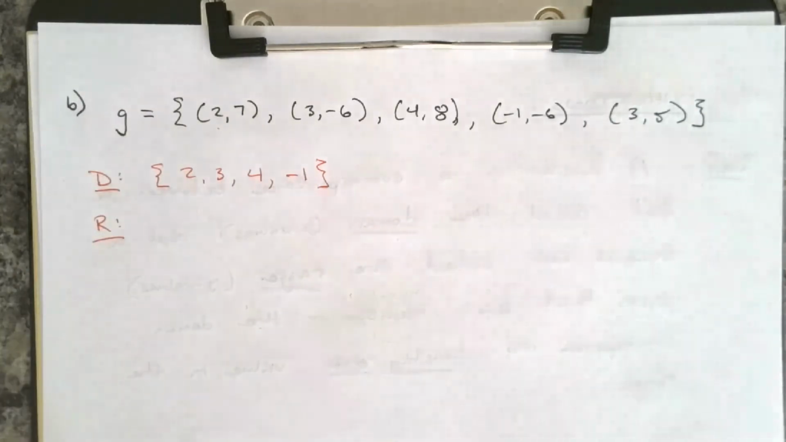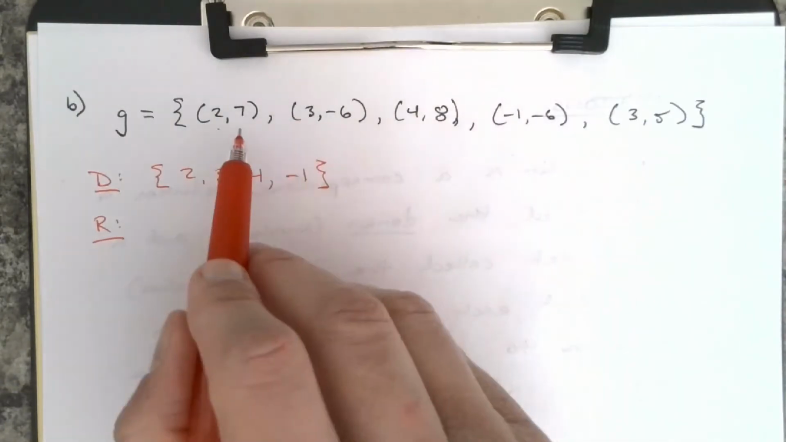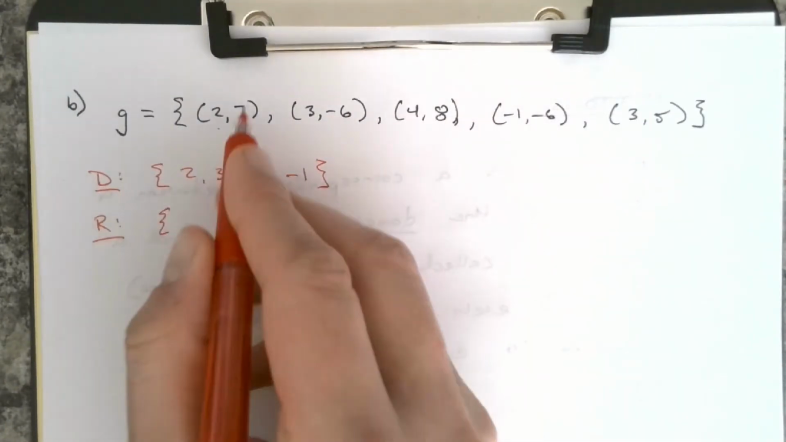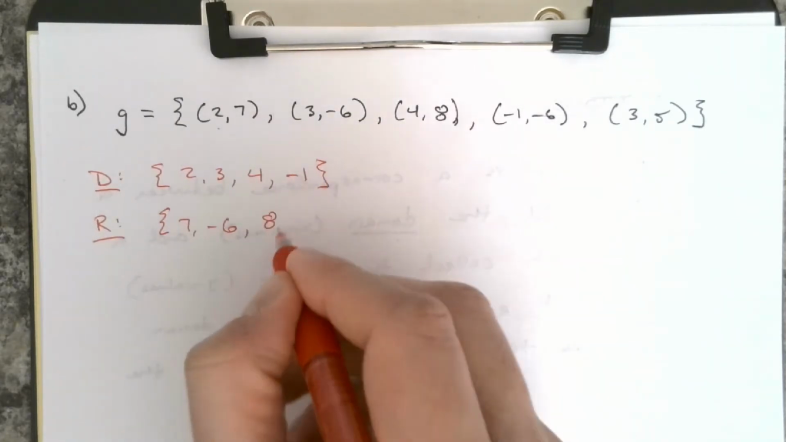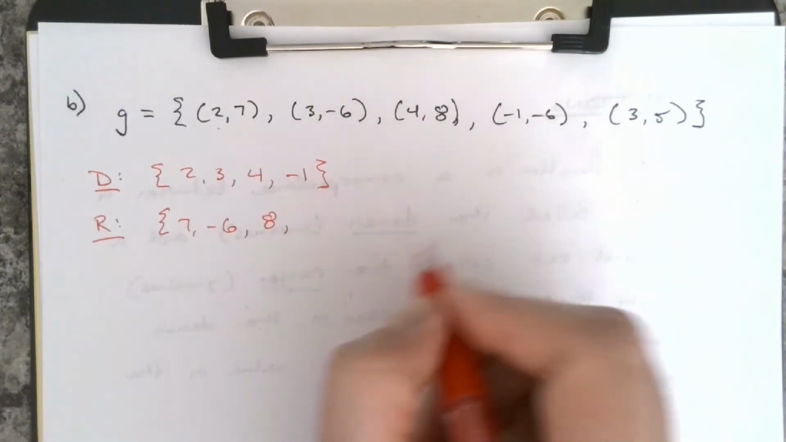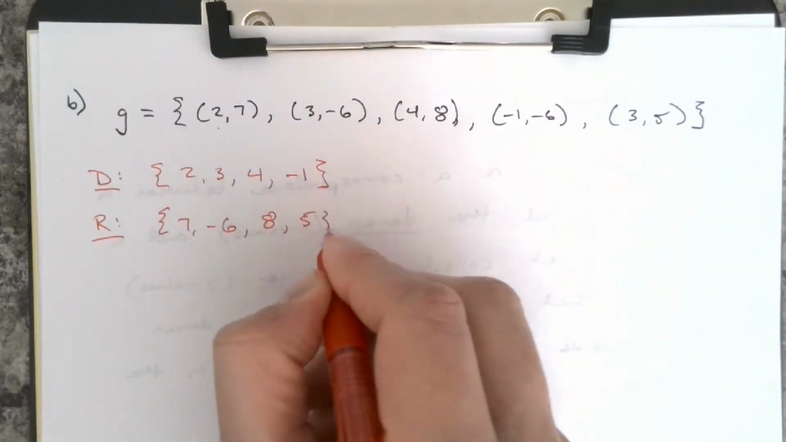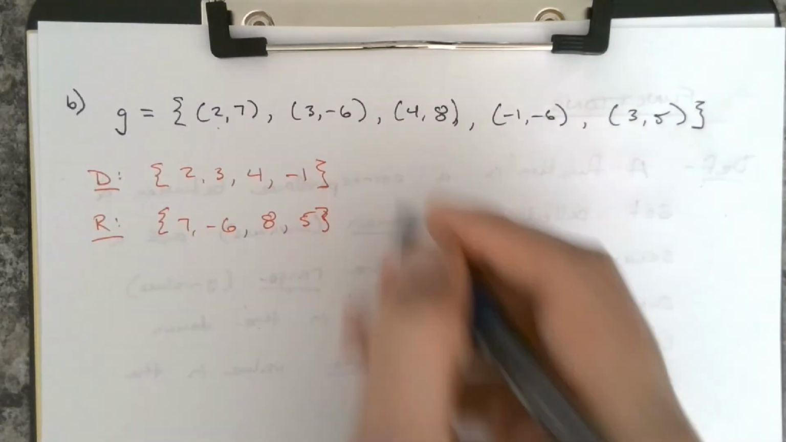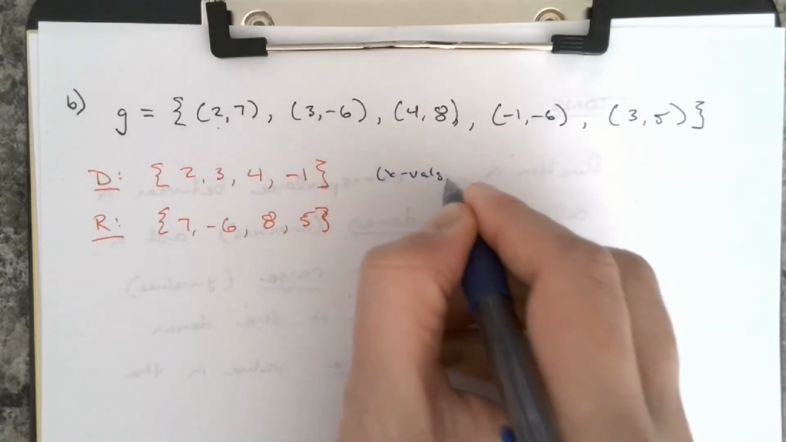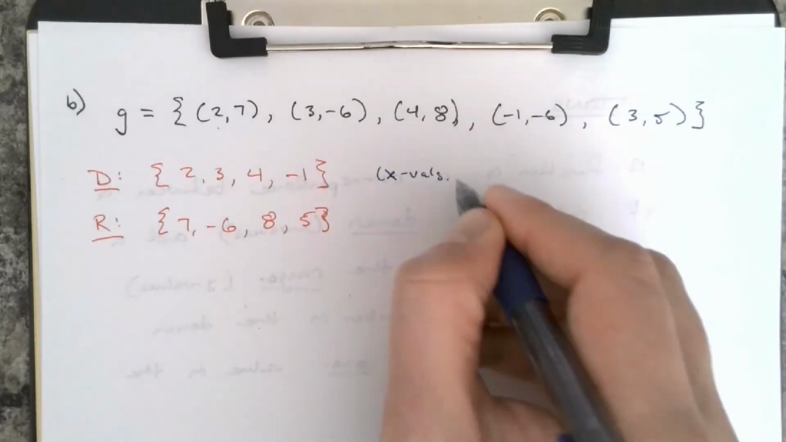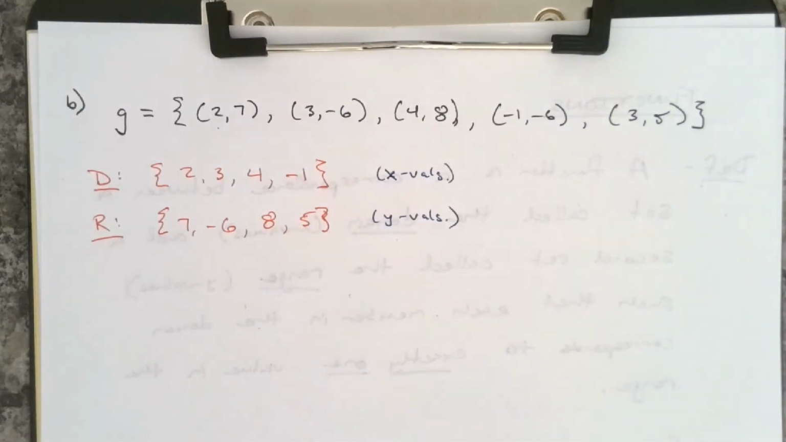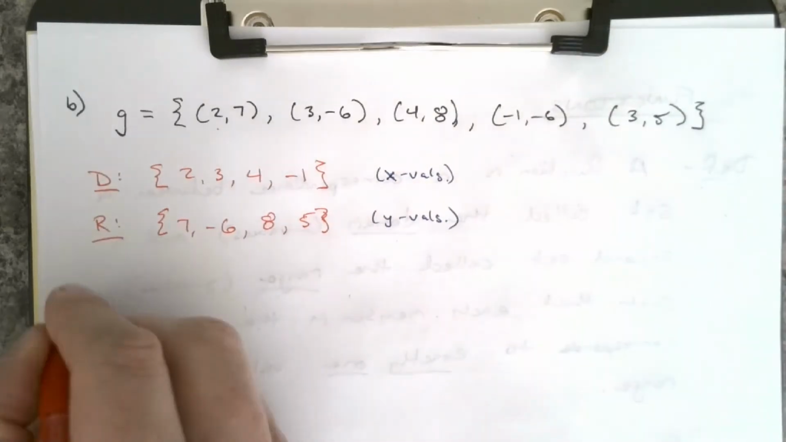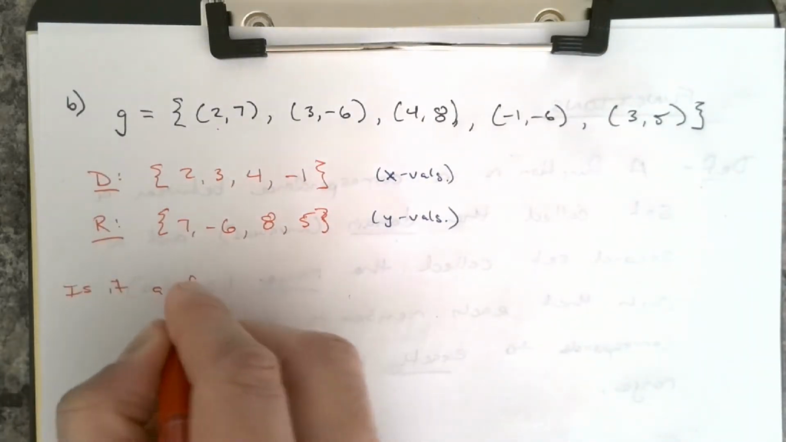The range, remember, is the set of y values. So the y values, we have 7, -6, 8, -6 again, we don't write again, and then 5. So remember, domain, we're talking about the x values. The range, we're talking about the y values. And then, that last part of the question, is it a function?